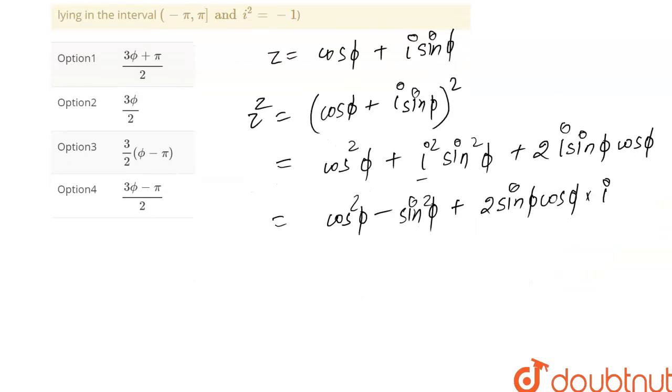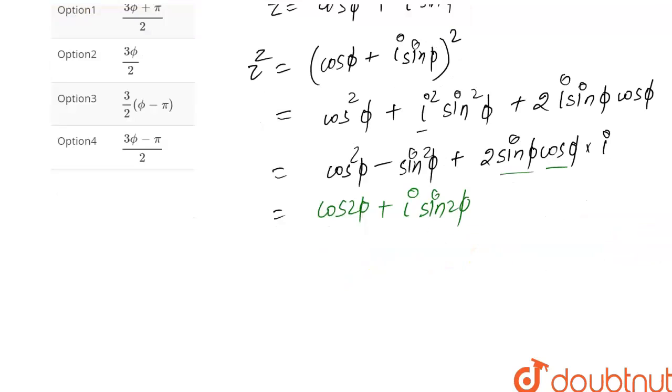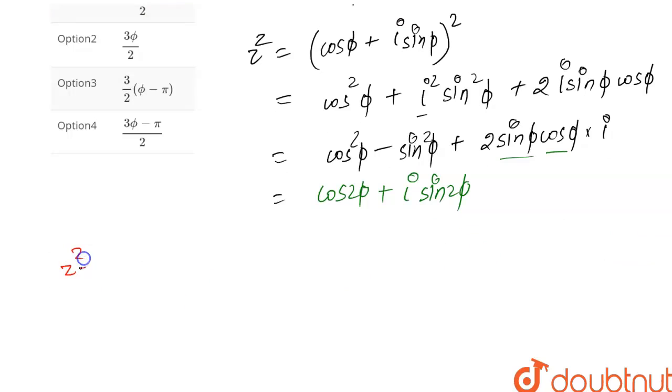Now here we know that cos square phi minus sin square phi is equal to cos 2 phi. So right here cos 2 phi plus iota. Now 2 sin phi cos phi is sin 2 phi. So we can write our z square minus z as cos 2 phi minus cos phi plus iota into sin 2 phi minus sin phi.